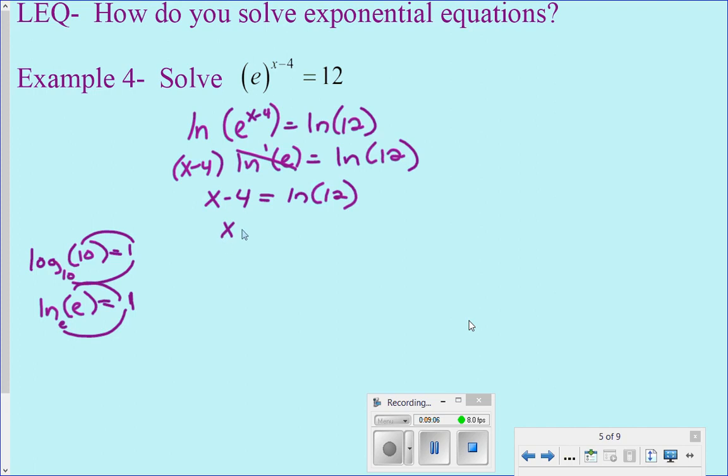So then I can add 4. And that's my exact answer. And then if I need the decimal approximation, I can type the natural log of 12 in my calculator, add 4, and get my answer of approximately 6.48.